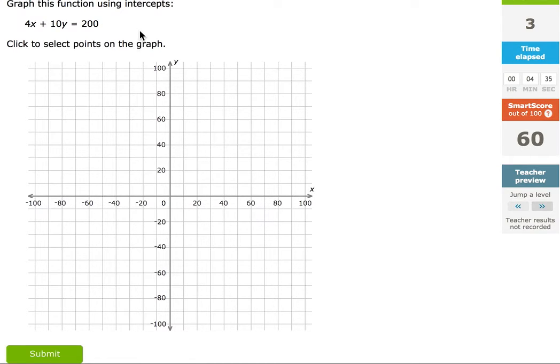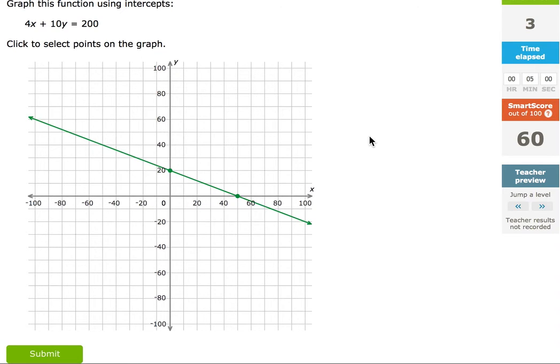We look for 50 on the x-axis, positive 50. So this is 20, skipping an increment, that's 40, that's 60. 50 must be right in the middle of the two. So that's 50, that's our x-intercept. Now what is the y-intercept? 200 divided by 10, 20. So we look for 20 on the y-axis, and that is the line for this equation.